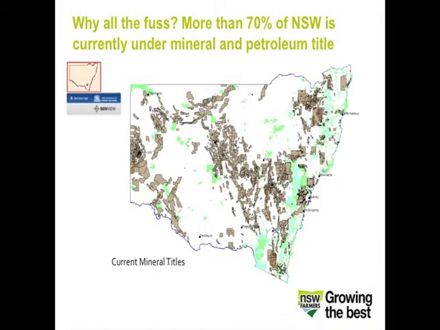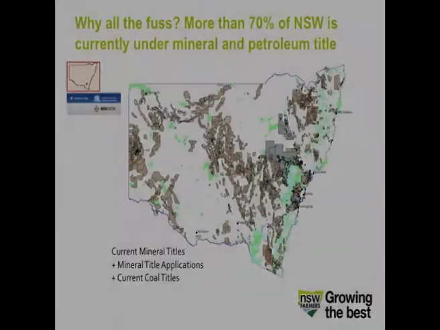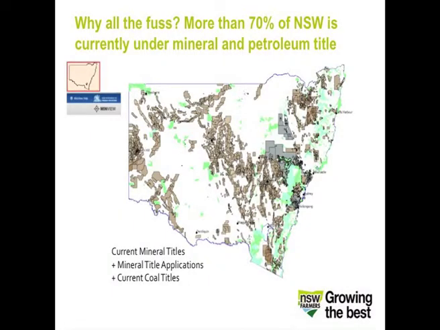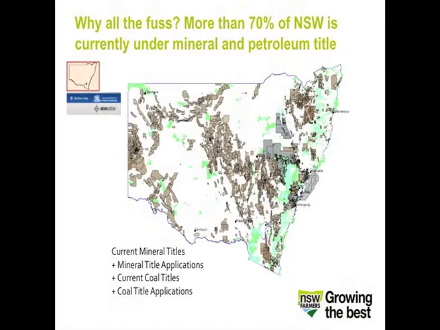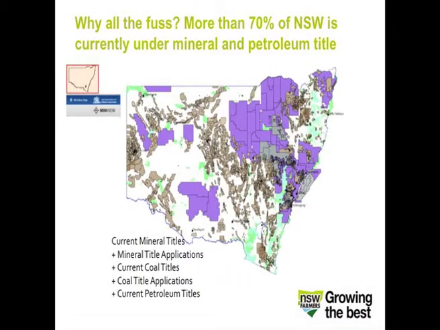Now, why all the fuss? More than 70% of New South Wales is currently under mineral and petroleum title. They're the current mineral titles. The next one is the current mineral titles and the mineral title applications. The next one adds coal titles as well. And the next one adds coal title applications. And the next one adds current petroleum titles. So there's actually not much left in New South Wales for a decent living or for farmers to produce.